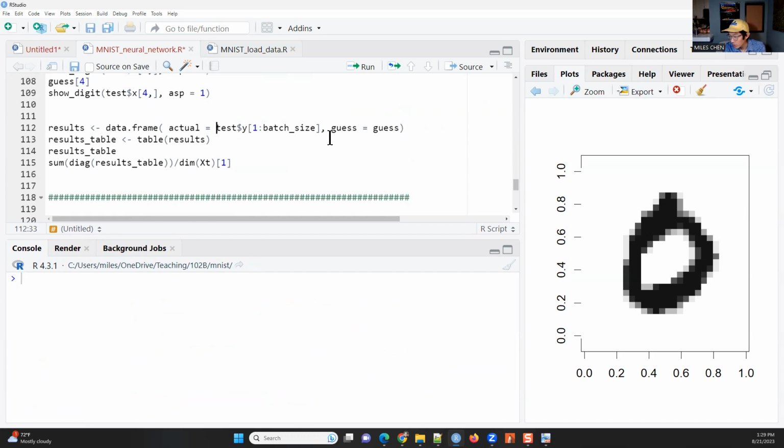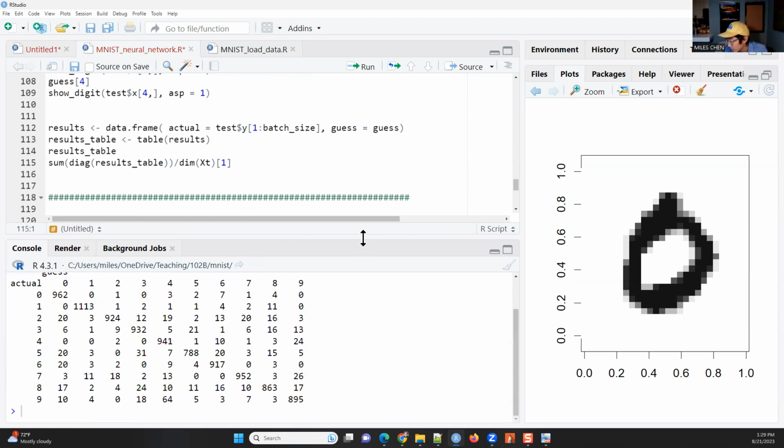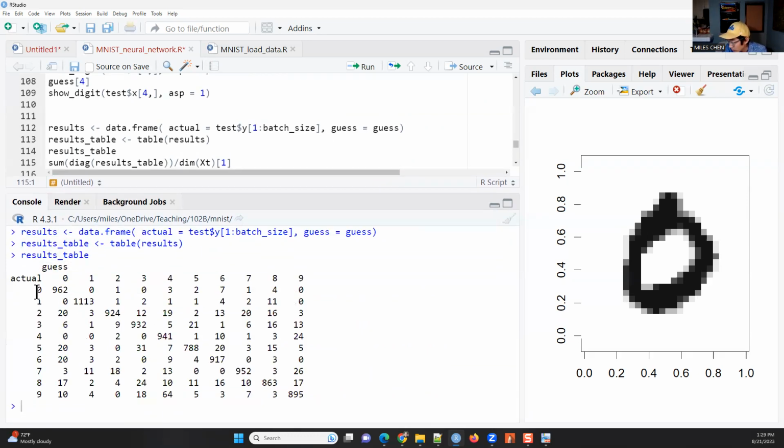And so what I can do is a comparison between the actual values and what our neural network guessed, okay? And this is the result. If the actual value is a 0, we guessed 0 962 times. There were a couple times where we guessed a 2, a couple times where we guessed a 4, a couple times where we guessed a 5, a 7, a 6, an 8, or a 9.